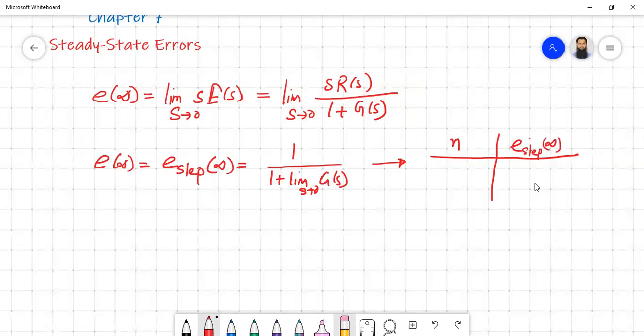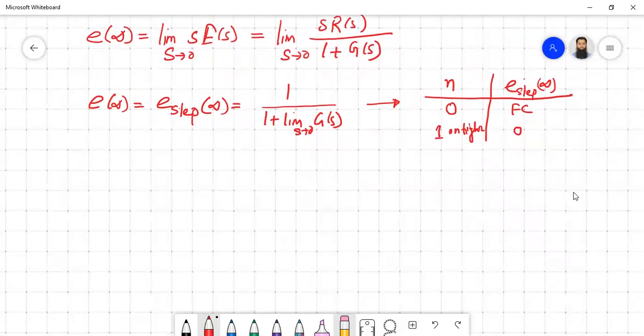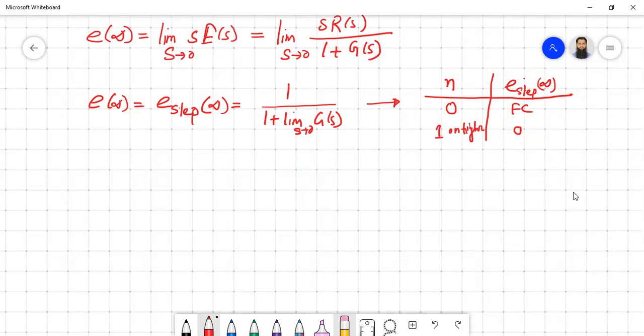What you can recall is if n equal to 0, then we find some finite constant value. And if n was 1 or higher, we found that the value is basically 0. So two possibilities were there: either you have 0 steady state error, or you have some finite value based on the value of n. n is the number of poles at the origin of your forward path transfer function, also known as system type.